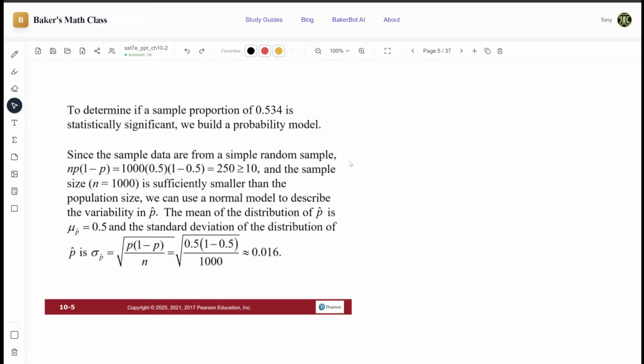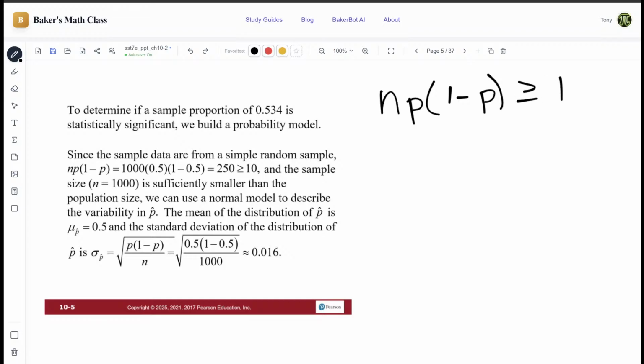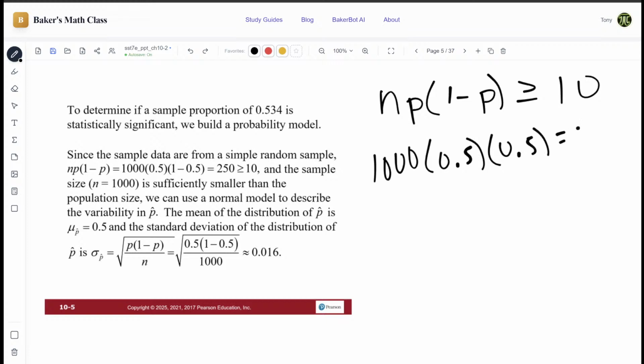So, if we look at that data, we have a few things we need to be able to find for proportions. So the first thing, we need to make sure that n times p times 1 minus p has to be greater than or equal to 10. If it's not, then we cannot consider the numbers to be normally distributed, and we have to do some other things about it. So in this case, I have 1,000 times 0.5 times 0.5, which is 250. So it checks that box.